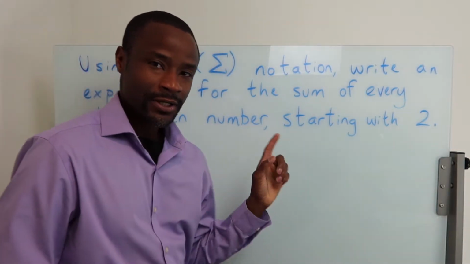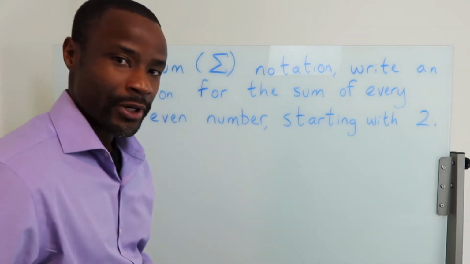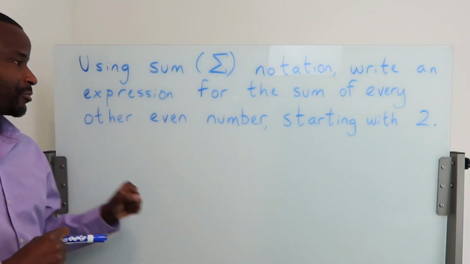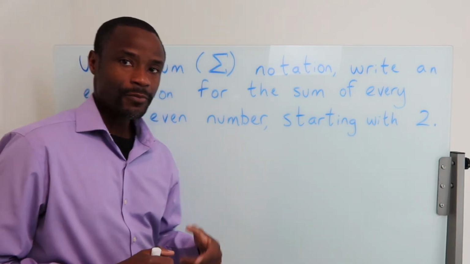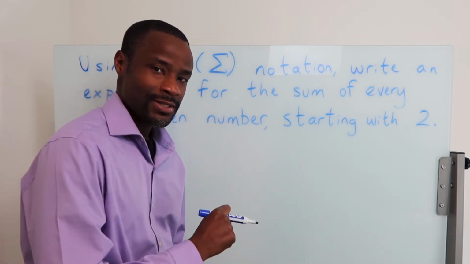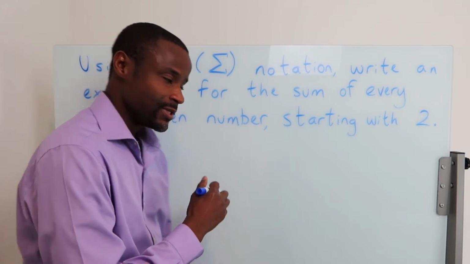Hi, we have a pre-calc problem here on series, and here's what we're asked to do. Using sum notation, write an expression for the sum of every other even number starting with 2. So what we want to do is start by listing some of the first few terms of this series.